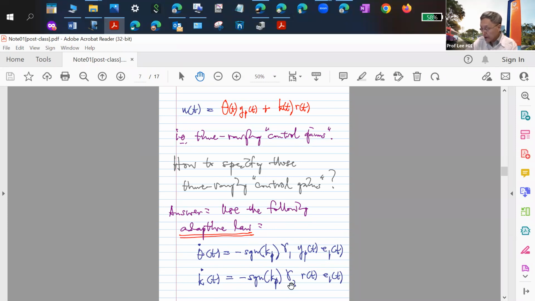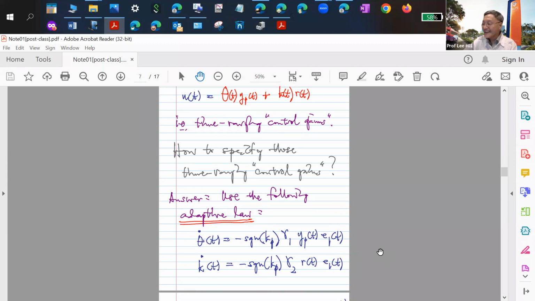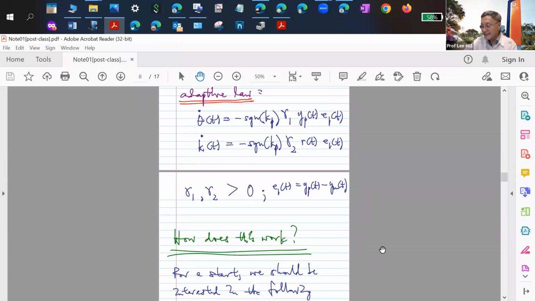And the way you would update k would be similarly minus sign of kp, gamma 2, again any positive number. Then take the reference command signal. Reference command signal you know because you are the user, you generate it. So this one also you know. And then E1 you can measure is yp minus ym, and you take it like that. So this would be the control law. This is the adaptive law. Okay, then we say, okay, how does this work?